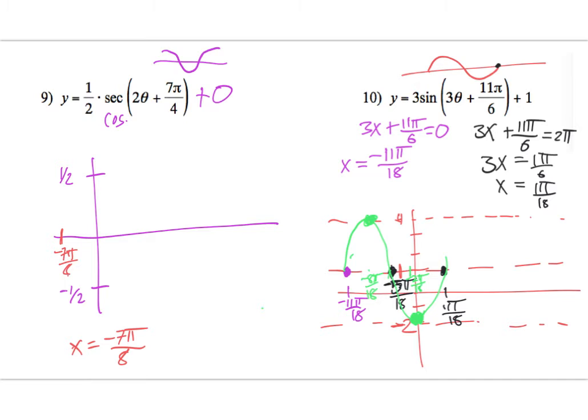Okay, that's going to be an important point. Then we're going to do the same thing for the ending. So we've got 2x plus 7 pi over 4 is equal to 2 pi, which I could write as 8 pi over 4. And when we do that, we've got 2x equal to pi over 4. X is pi over 8. This graph is going to be pretty special in terms of scale.